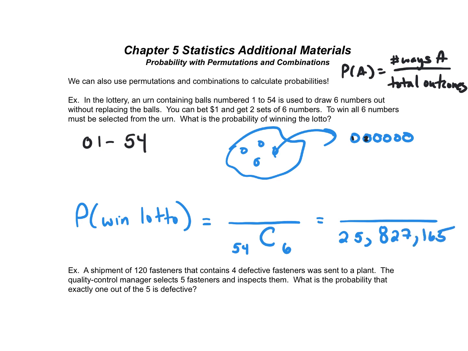So the question is, how many ways do I win this lottery? Well, when I spend my $1, I get 2 sets of numbers, only 2. So of all these 25 million combinations, there's only 2 that I win with. And those would be the 2 that are on my ticket. So the probability of winning this lottery is 2 out of 25,827,165. Not very good, obviously.